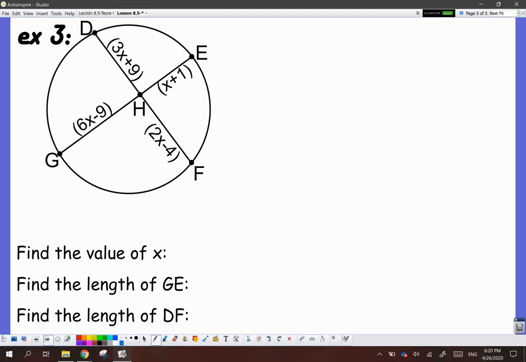So again, here in this example, we don't have any whole numbers anymore. We have expressions for each part of our chords. So we're going to need to identify these, multiply them, and then solve for x. So obviously that's going to be a little bit more complicated. So stick with me as I show you how to do this.